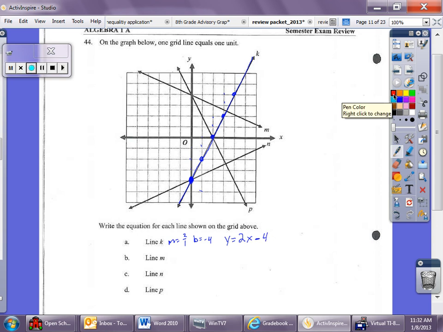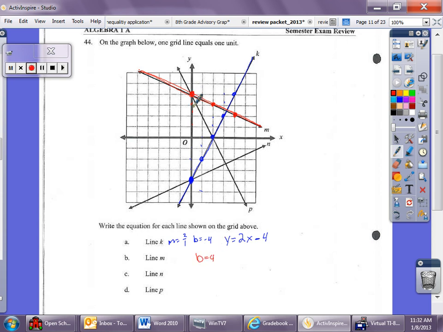The next part asks us for line M. So when we look at line M, here's line M. I'll do line M in red. It starts here, and we have a couple points. So we can see our points right here for line M. And we do the same thing. We know that it starts at 1, 2, 3, 4. So we know that our b is 4.